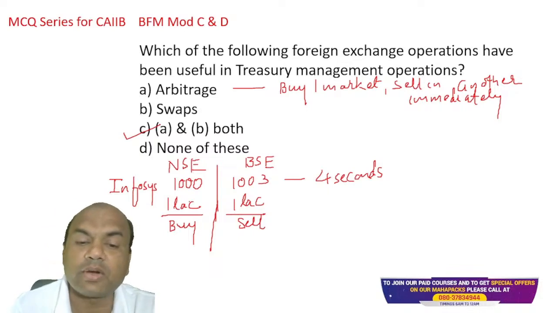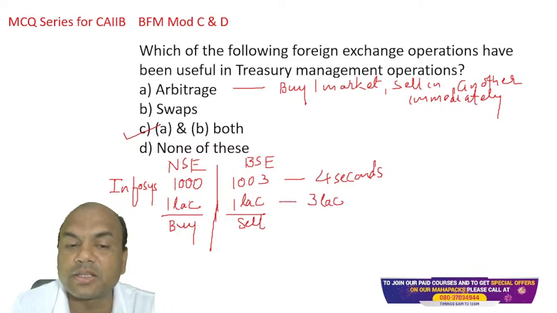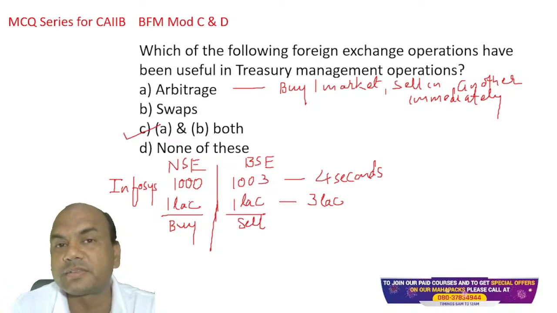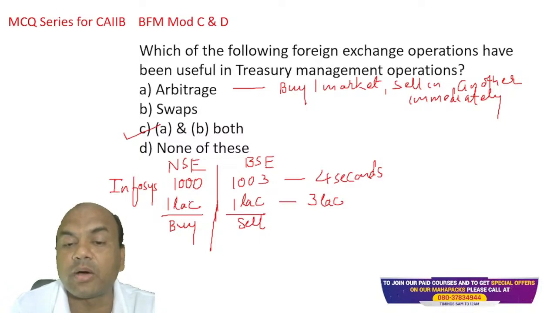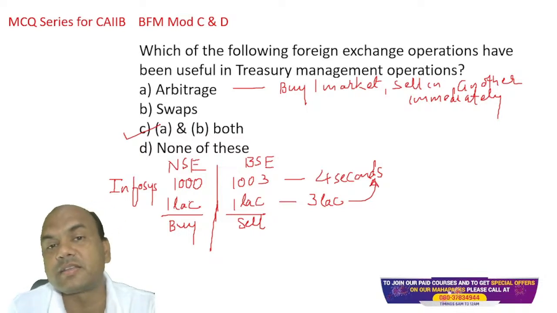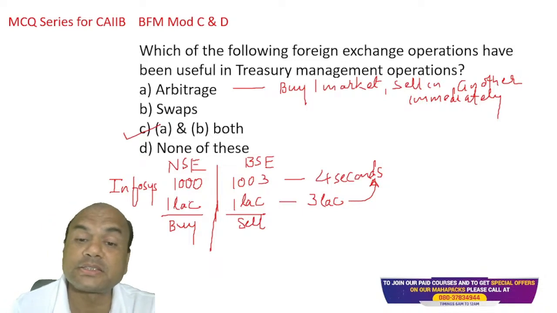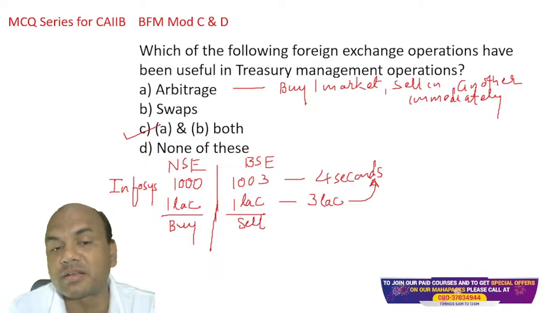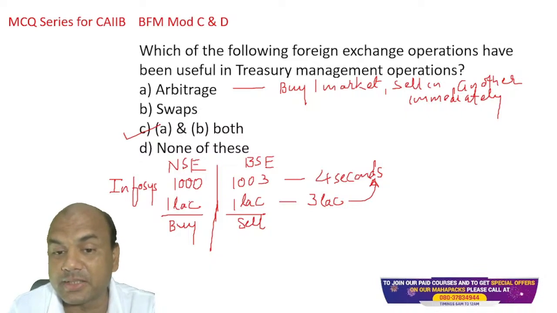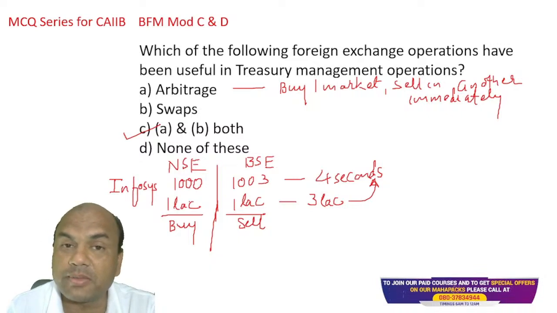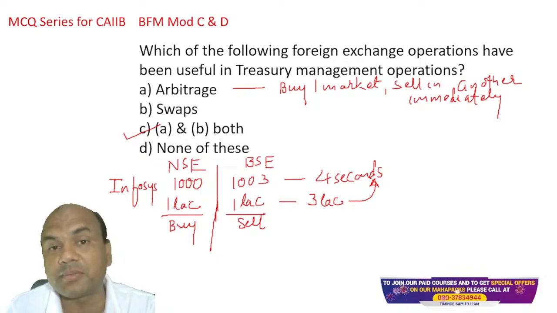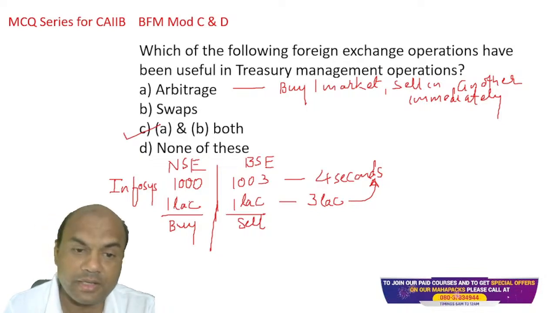So what have I done? I've earned 3 lakh rupees, 3 into 1 lakh, in 4 seconds. That is arbitrage: buying in one market and selling in another market immediately. That's why arbitrage is the most important and the safest transaction, but safest subject to the timelines. If you are able to follow the timelines, it's safe. If you are not, you are gone. So that is arbitrage.